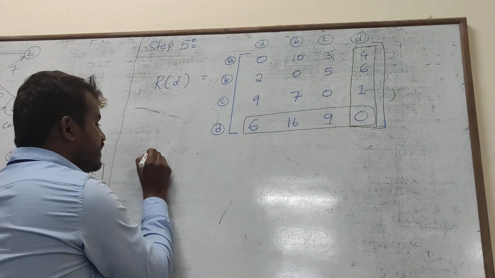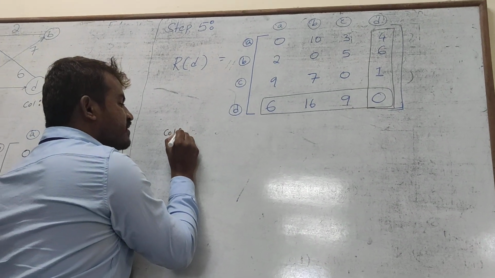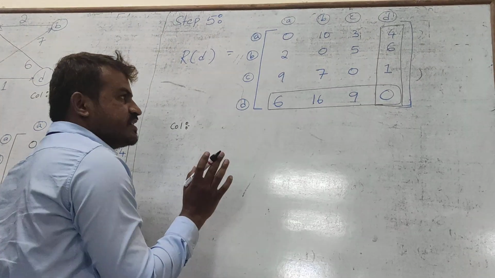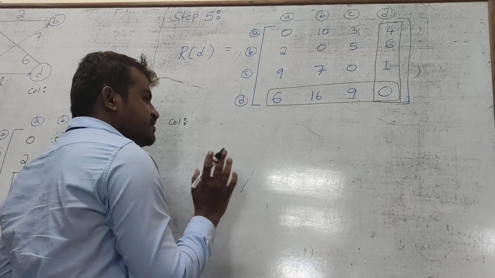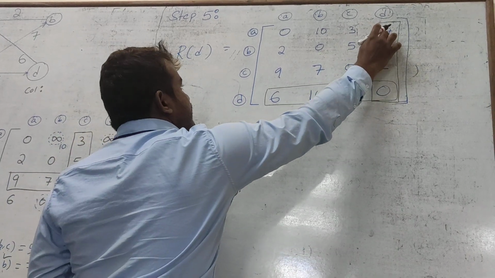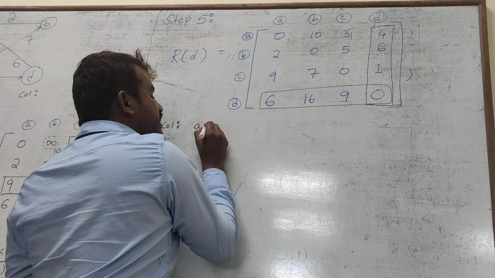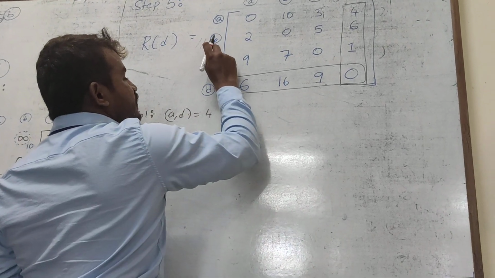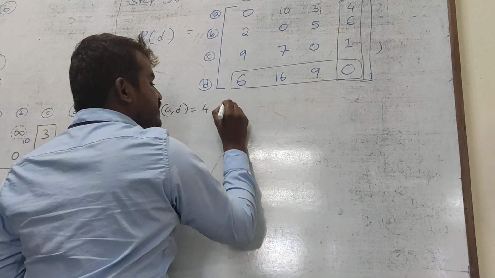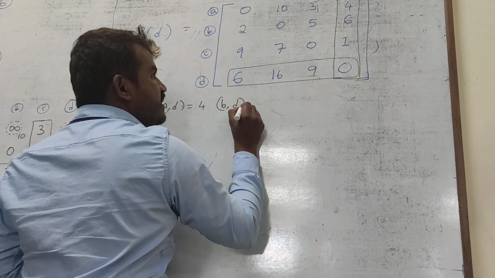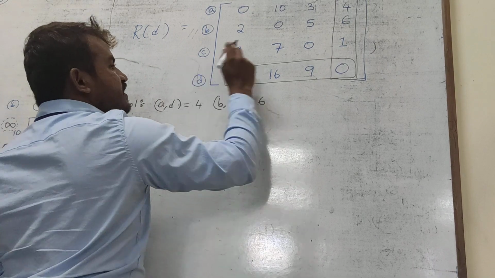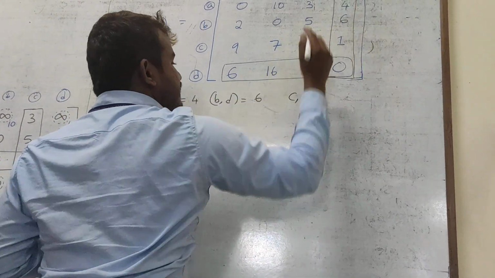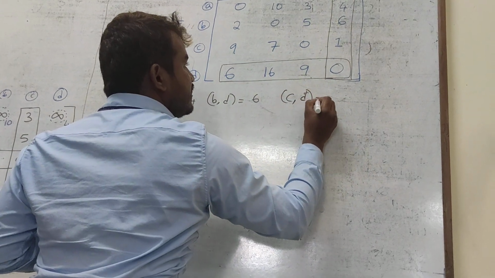Selected column, you have to write here. Other than infinity and 0, you have to select. Here it is 4, A comma D. B comma D, it is 6. C comma D, it is 1.